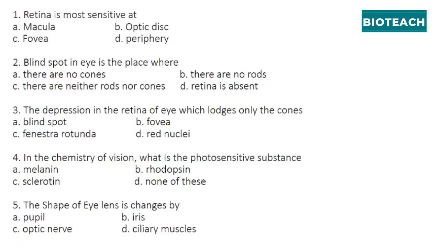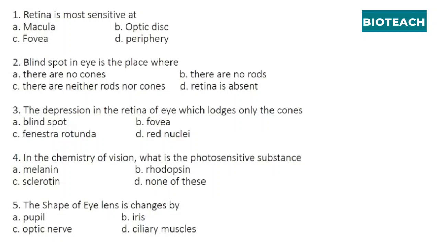Question number 1. Retina is more sensitive at: macula, optic disc, fovea, periphery. So the retina is more sensitive at the fovea, because it has all cone cells. The macula is the center portion of the retina. The optic disc is the termination of the eye. So the answer is the fovea.